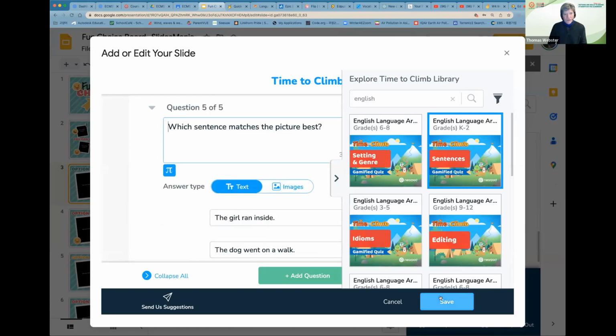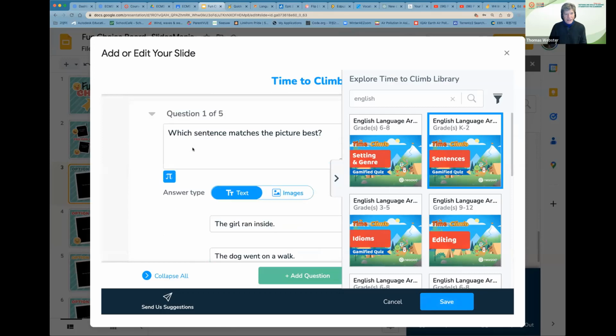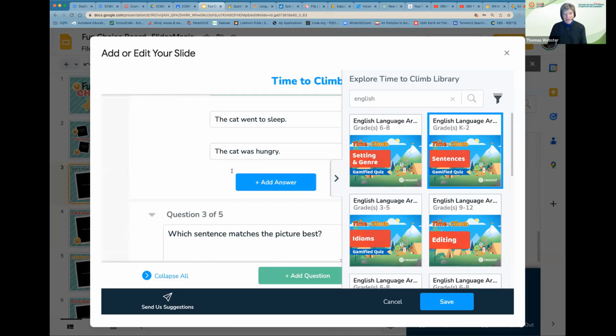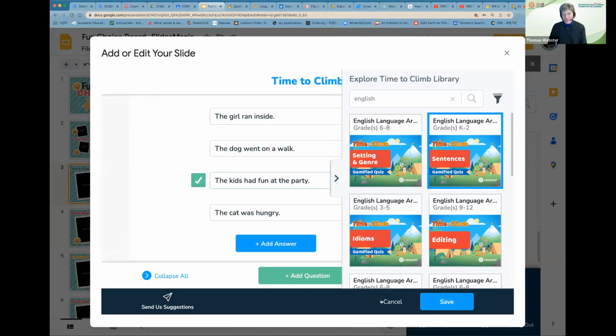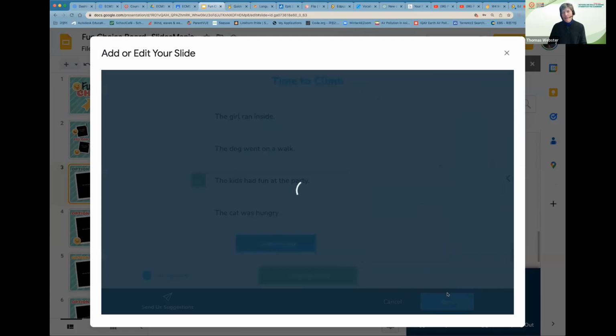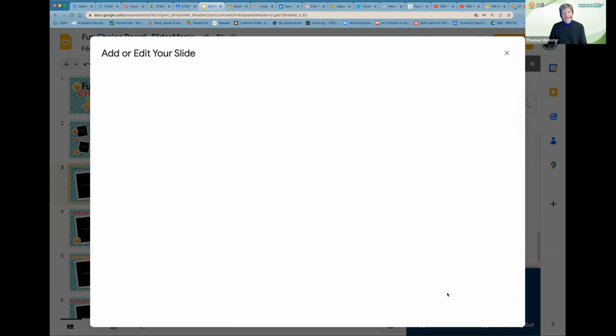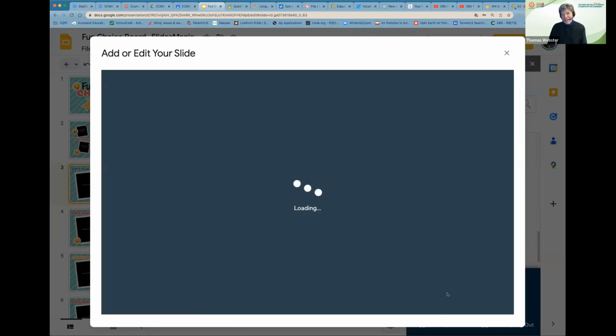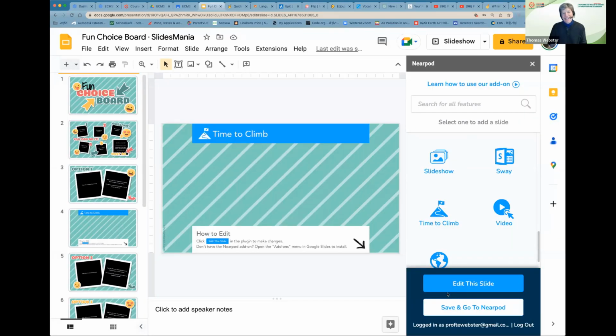So again, you could try this. Here are some of the questions. You can customize these questions. Question 1, which sentence matches the picture best? You can see that they've already set up the questions, but you can change them. But if you want to use what they have, once you change it, then it gets added to your slide. And then you can push that, as they say, out to students.